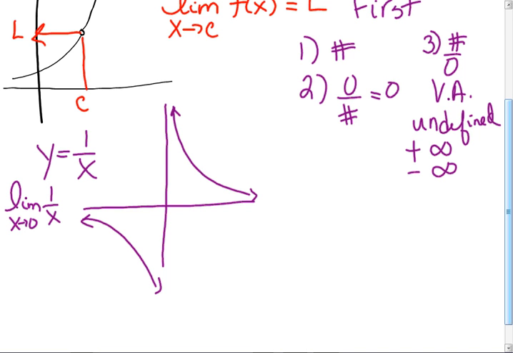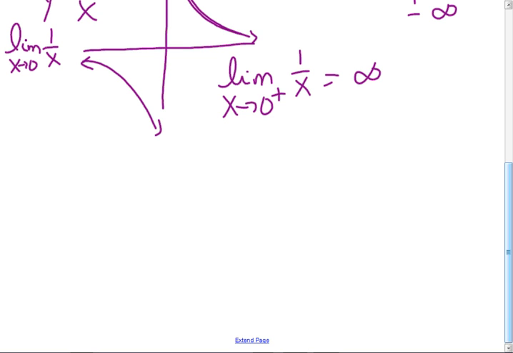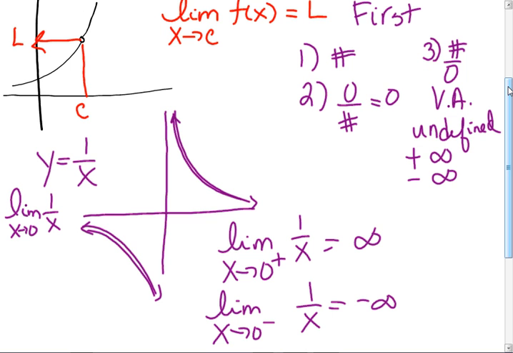Well, if I break it into sides, then I at least can tell you which way it's going. So the limit as x approaches 0 from the right side of 1 over x, what's that going up to? That's positive infinity. But from the left side, x approaches 0 from the negative side, 1 over x is going to go to negative infinity. So when you substitute a number and you get a number divided by 0, it's a vertical asymptote.